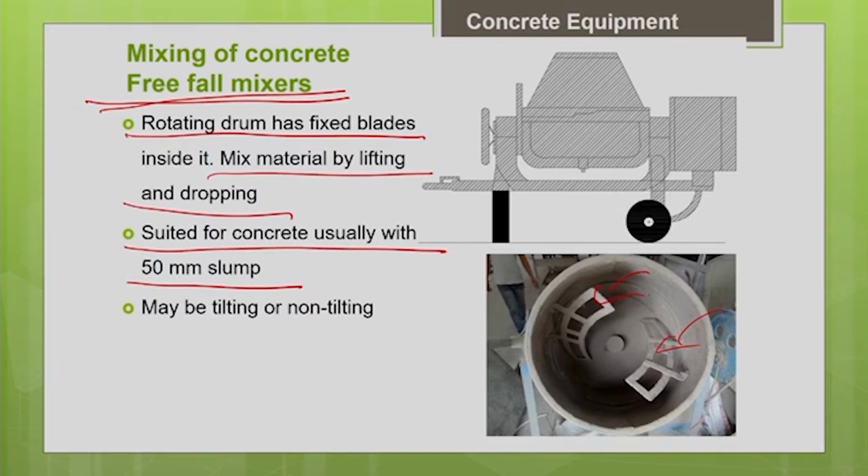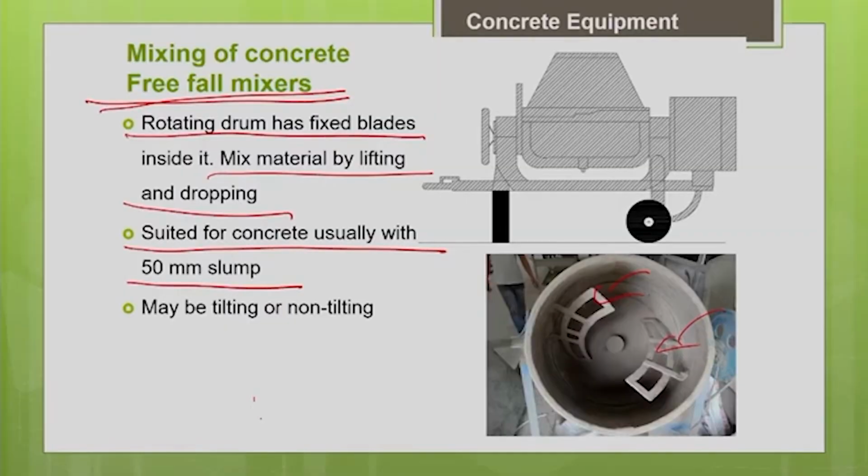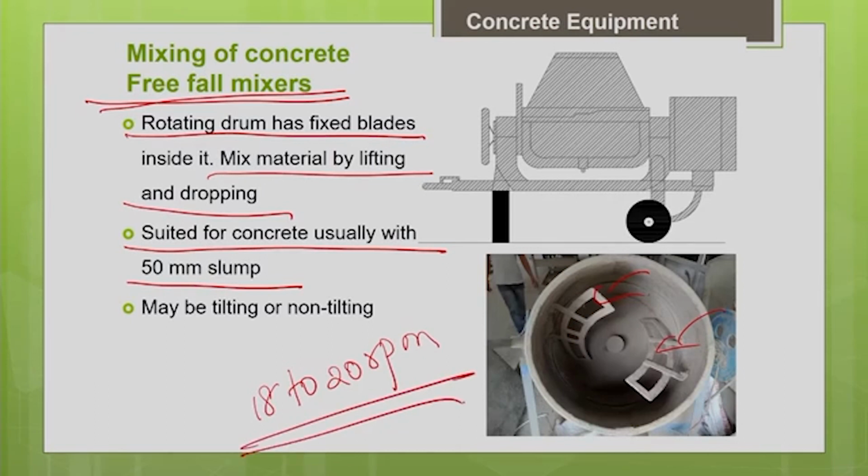Also, this drum should not be rotated at a very high speed. The commonly adopted speed is 18 to 20 rpm. If you rotate it at a very high speed, the free fall mechanism won't happen. That is why we should go by the manufacturer's recommendation with respect to the speed of rotation of the concrete mixer machine.